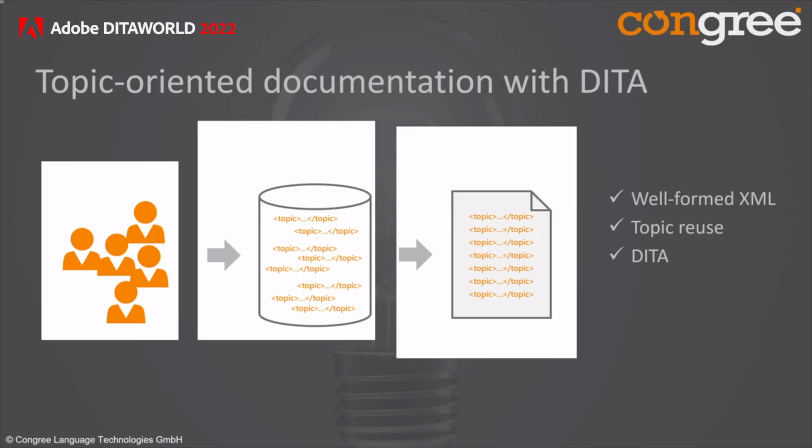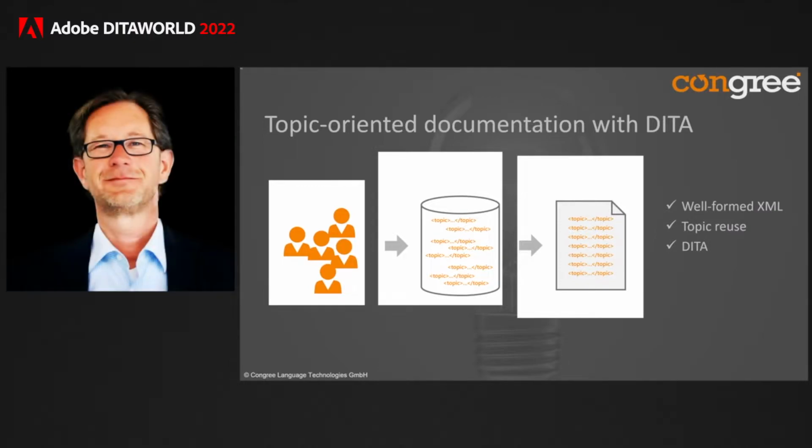You all know how topic-oriented documentation with DITA works. Authors create topics. Topics end up in a knowledge base. At any time, topics are aggregated into a document on the basis of the metadata. And the final result is well-formed XML. Topics have been reused and all DITA criteria have been fulfilled. On the surface, everything looks good.